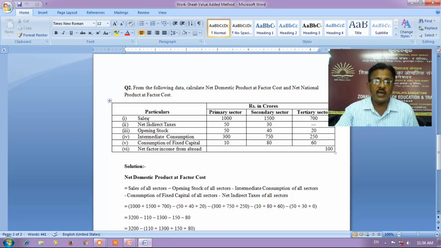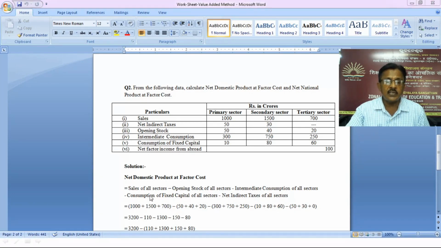So we have to take the sales of all the sectors, minus opening stock of all the sectors, because closing stock is not given, minus intermediate consumption of all the sectors, then minus consumption of fixed capital, because we have to find out the net value. So we are taking the total sales, so it is the gross item. So from gross item we have to minus the consumption of all the sectors.